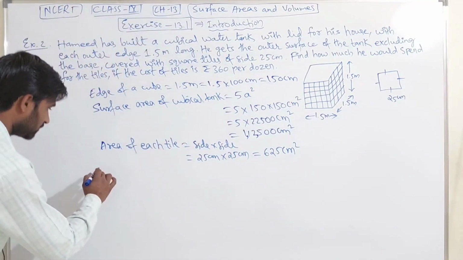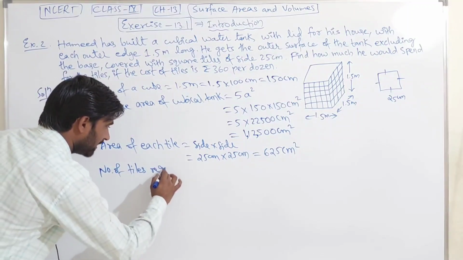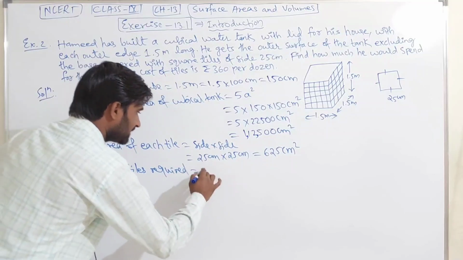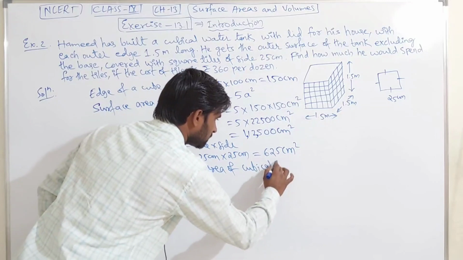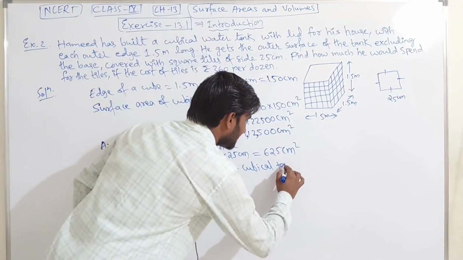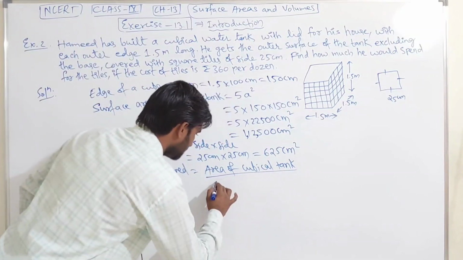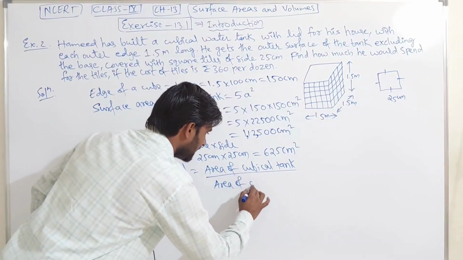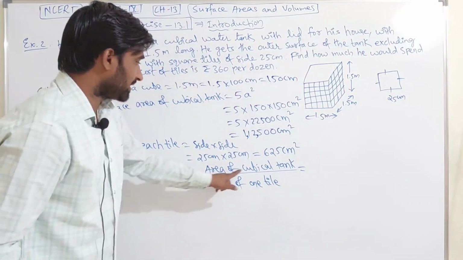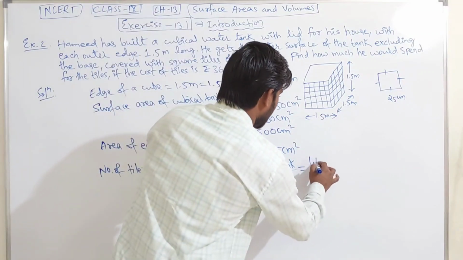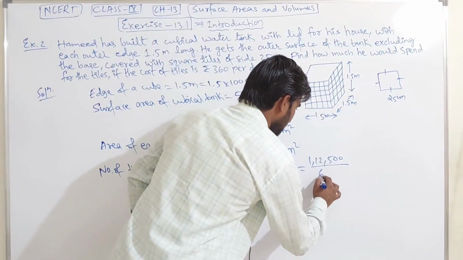So a very simple formula. The number of tiles required is the area of the cubical tank, surface area, divided by the area of one tile. So write the values. The surface area of the cubical tank is 1,12,500 upon the area of one tile, that is 625.